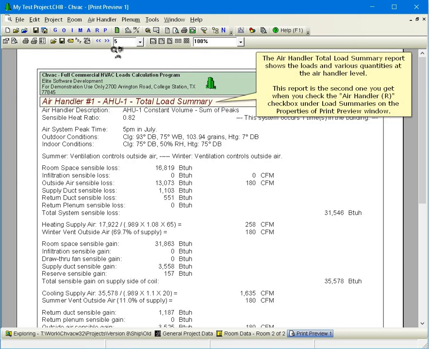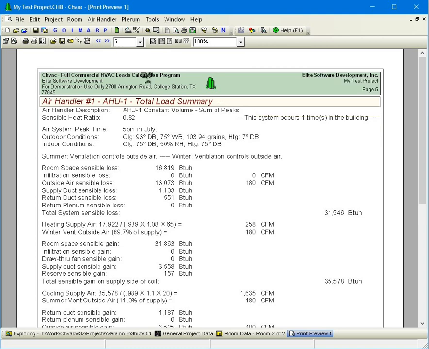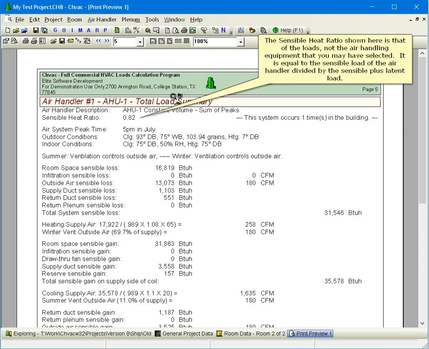The Air Handler Total Load Summary report shows the loads in various quantities at the air handler level. This report is the second one you get when you check the Air Handler R checkbox under Load Summaries on the Properties of Print Preview window. The sensible heat ratio shown here is that of the loads, not the air handling equipment that you may have selected. It is equal to the sensible load of the air handler divided by the sensible plus latent load.